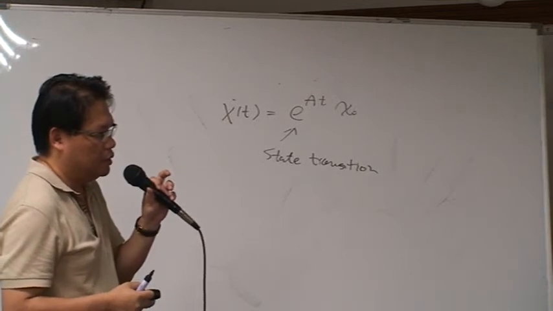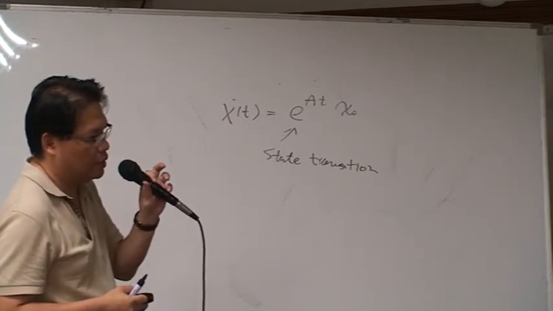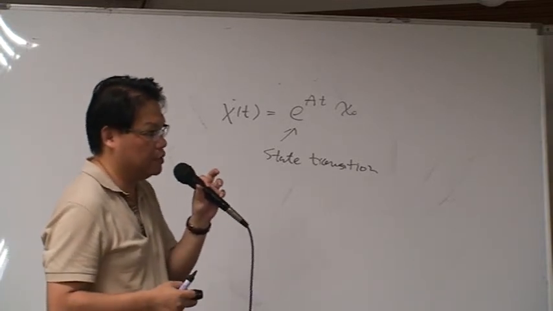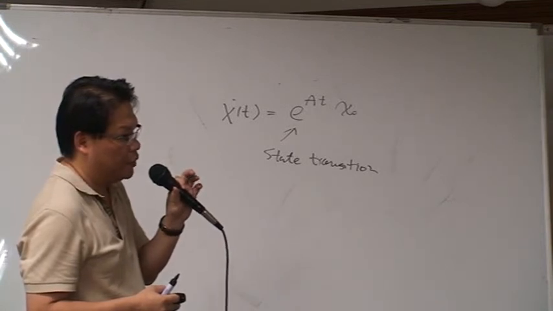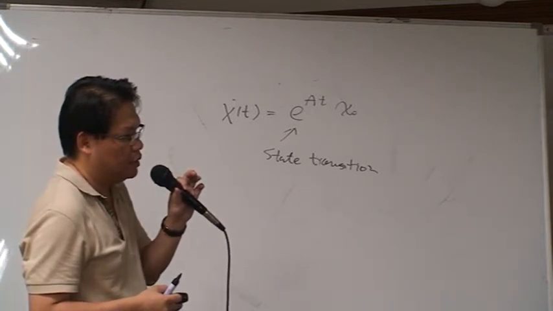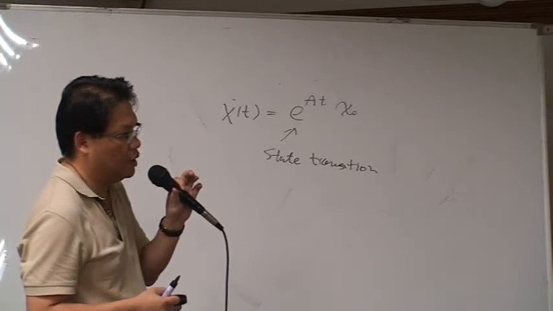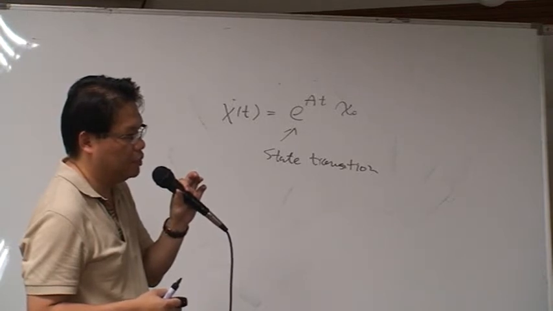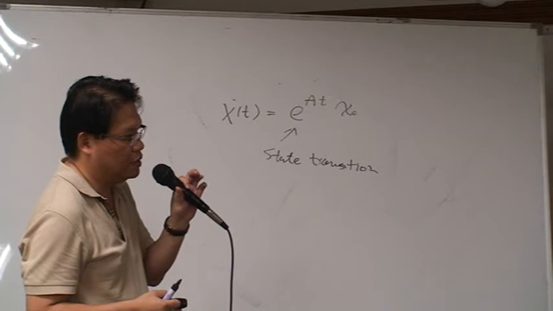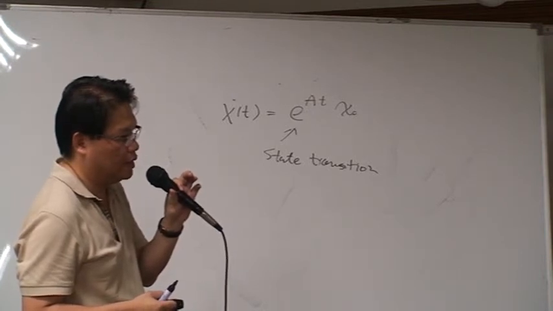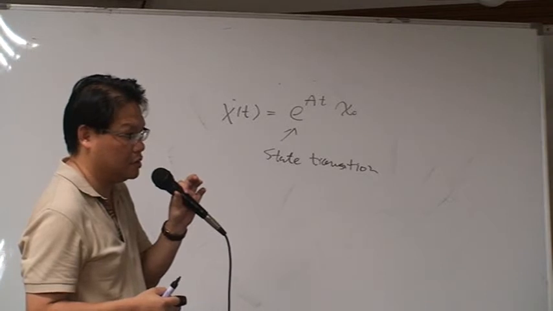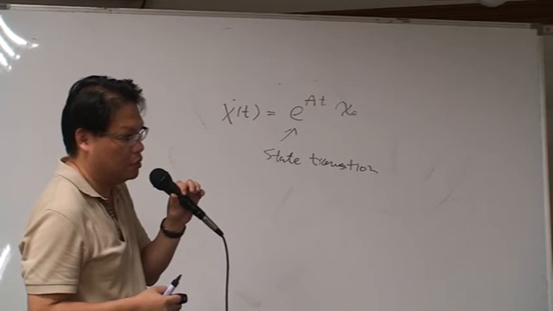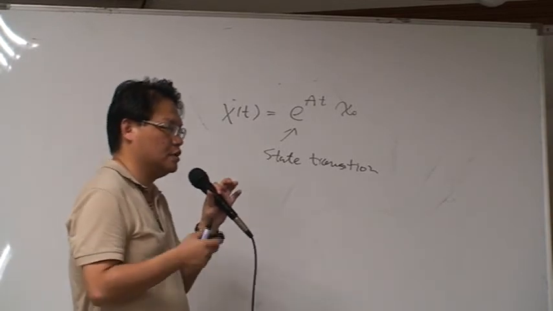Okay. This property is a little bit different from the previous case. For example, e^(At) times e^(Bt) equals e^((A+B)t) if and only if A and B commute. That means AB equals BA, A times B equal to B times A. Only when this condition is satisfied can you have this result. If this condition is not satisfied, you don't have this result. It's very different from our scalar case.